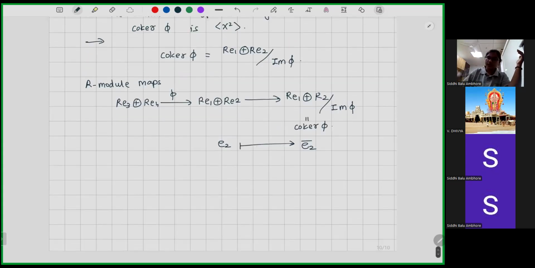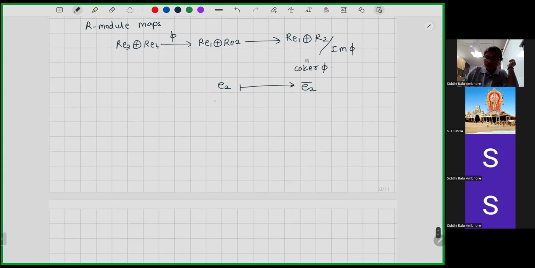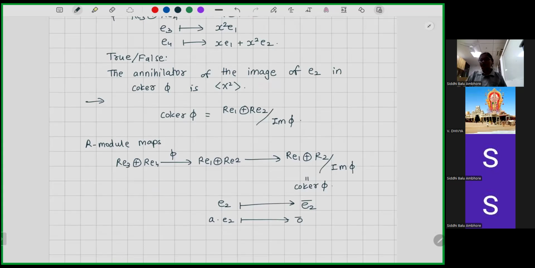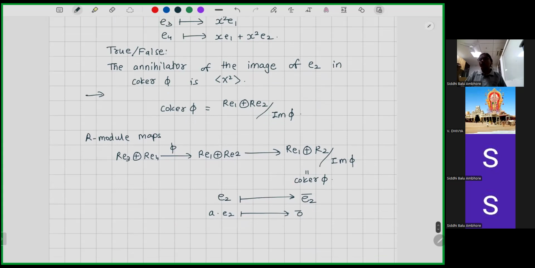So E goes to E bar. I want to find all the x in R such that x E2 goes to 0 bar here. Those are the annihilators of this element. And I need to check whether the ideal generated by x square in R generates my annihilator of this element E2 in the co-kernel of P. That's what I need to check.